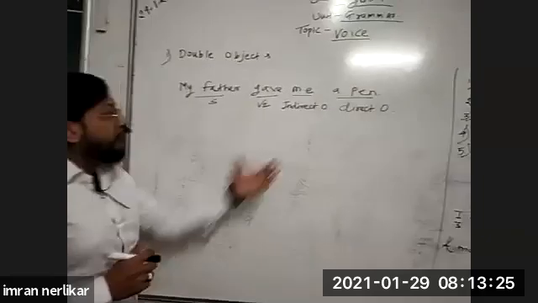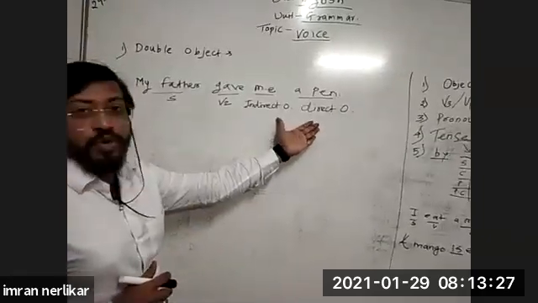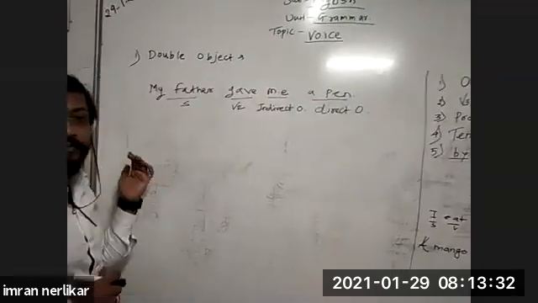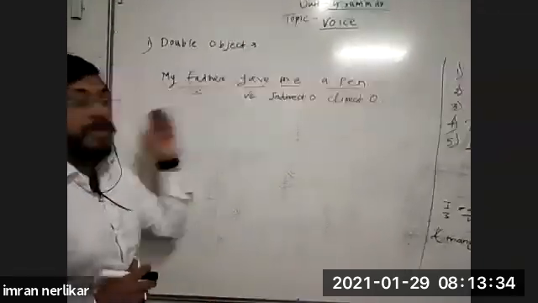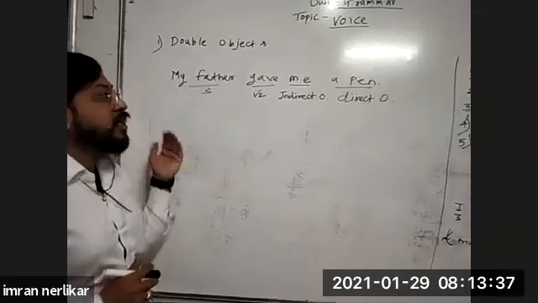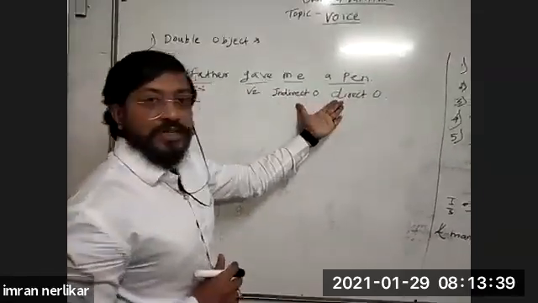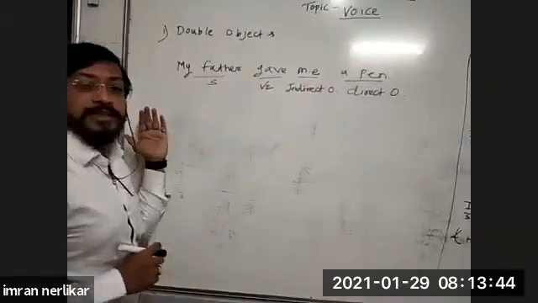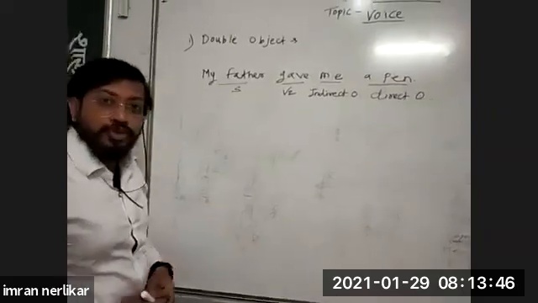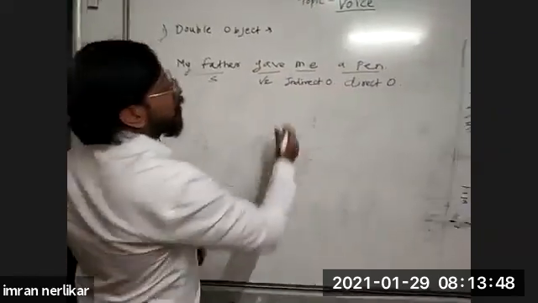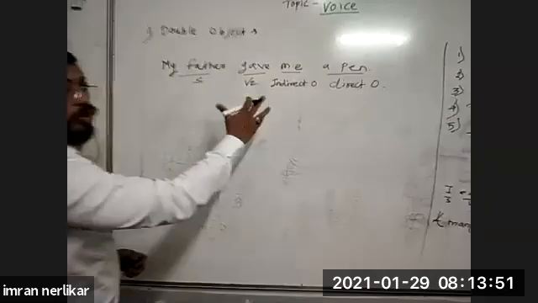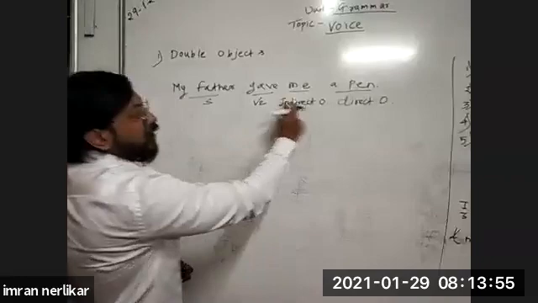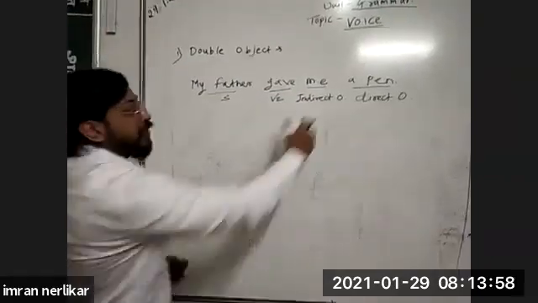Now, according to the rule, in passive voice the object becomes the subject, meaning the object comes first. When there are two objects in the sentence, which object will you take as the subject? According to the grammatical rule, actually you can take both objects, but the indirect object becomes the subject first.